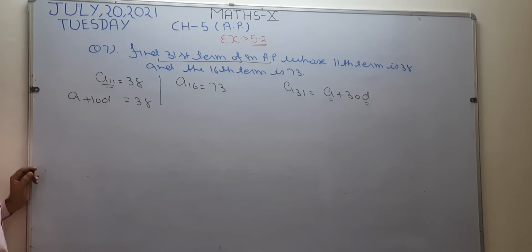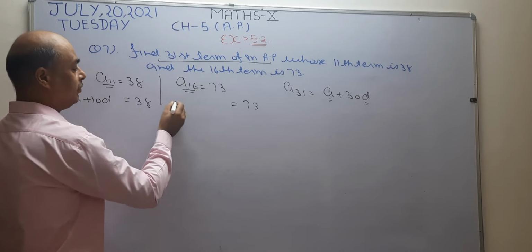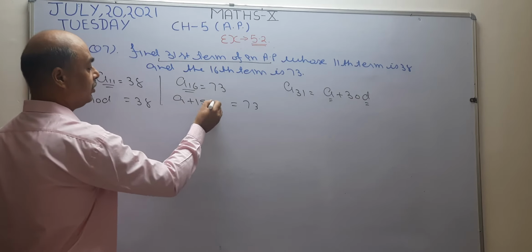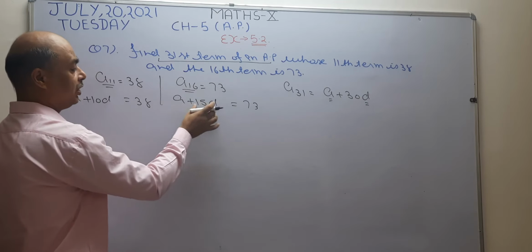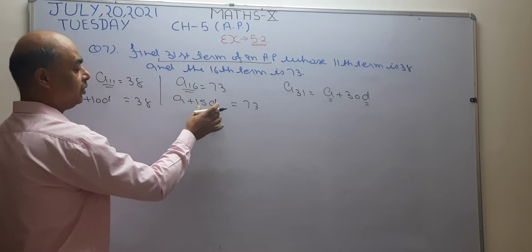Now again 73 is the constant value, so this is going to remain the same. Instead of the 16th term, I want to write A plus 15D, the formula for the 16th term. Now two equations are there. I want to solve these two equations by using the elimination method.